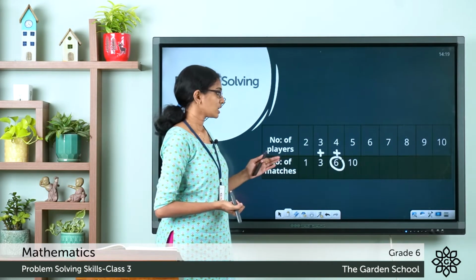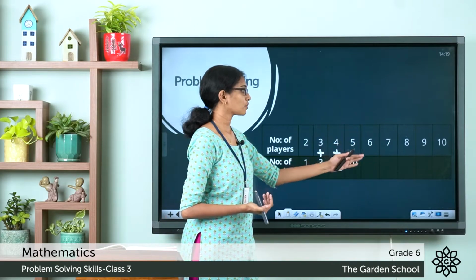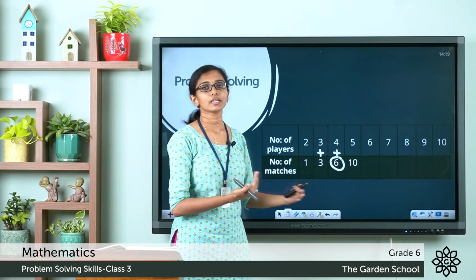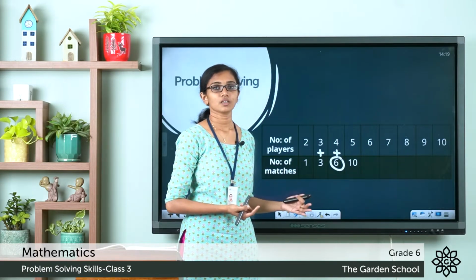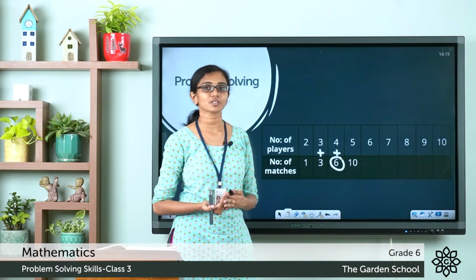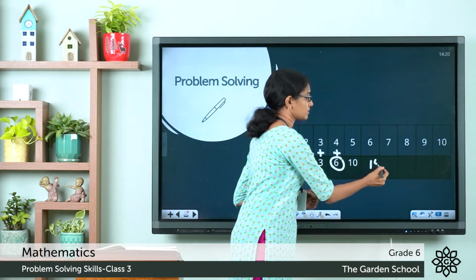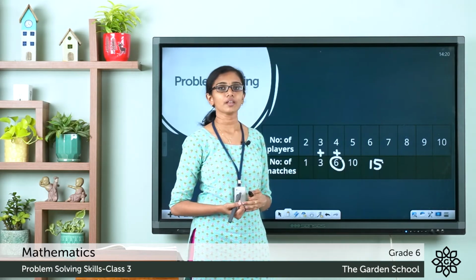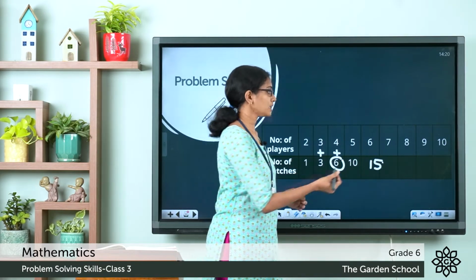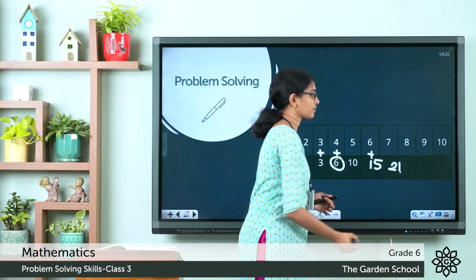Now, if we follow the same pattern rule, let's find out the number of matches possible in the remaining cases. When the number of players is equal to 6, can you say what is the number of matches possible? That would be equal to 5 plus 10, 15. Now, when the number of players is equal to 7, the number of matches possible will be 6 plus 15, which is equal to 21.